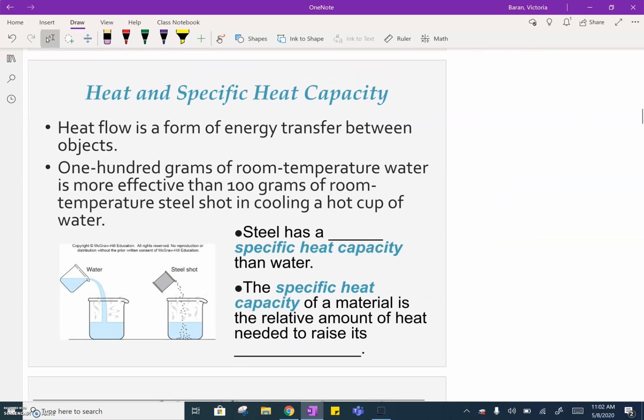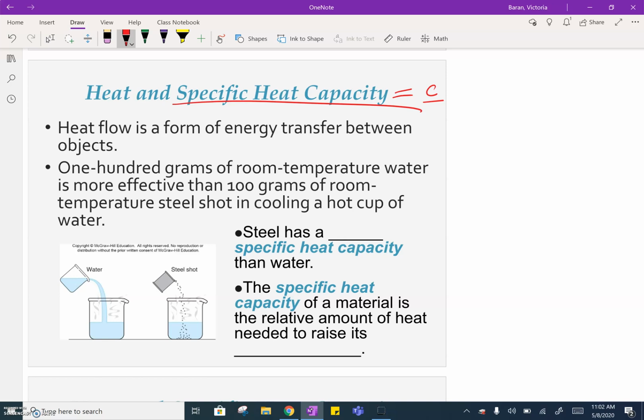Now let's talk about specific heat. We have a new term that we're going to introduce, specific heat capacity. Oftentimes it's going to be represented with this C here. In the lab that you're going to do later, you'll see it represented as CP. But in general, we're going to see it represented as C, okay? Now, heat flow is a form of energy transfer between objects. That's what we were just talking about.